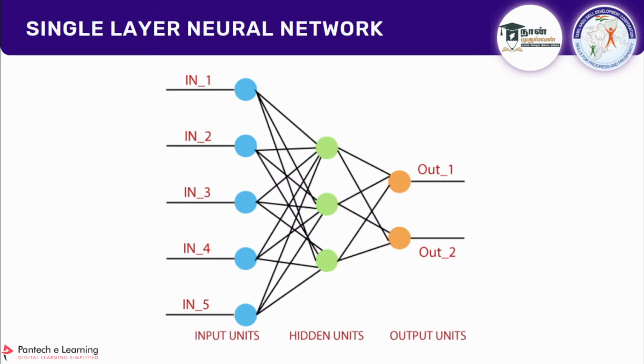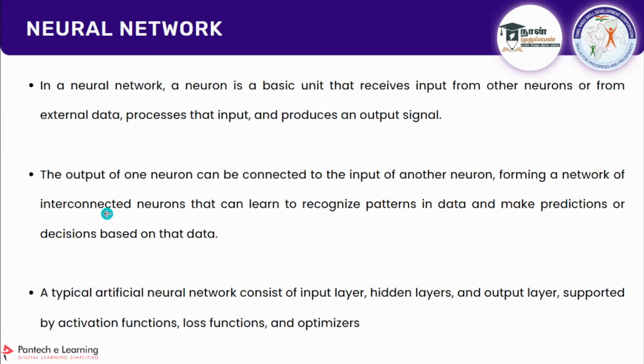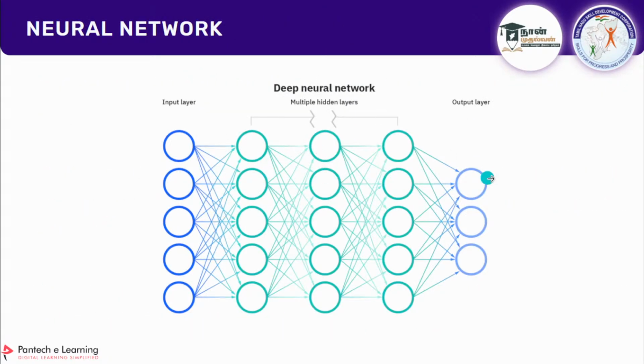So there is something known as a single layer neural network. In the place of hidden layers, you will have an input layer and an output layer. These are constant. But in between, if you have only one hidden layer, then it is called a single layer neural network. If you have multiple layers like this, it is called multi-layer.